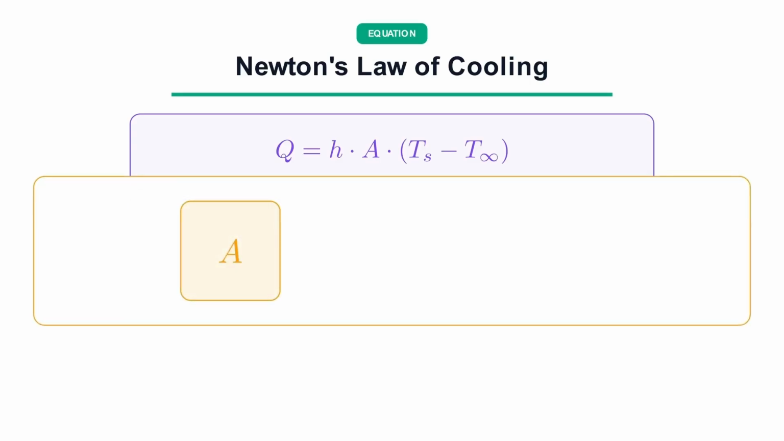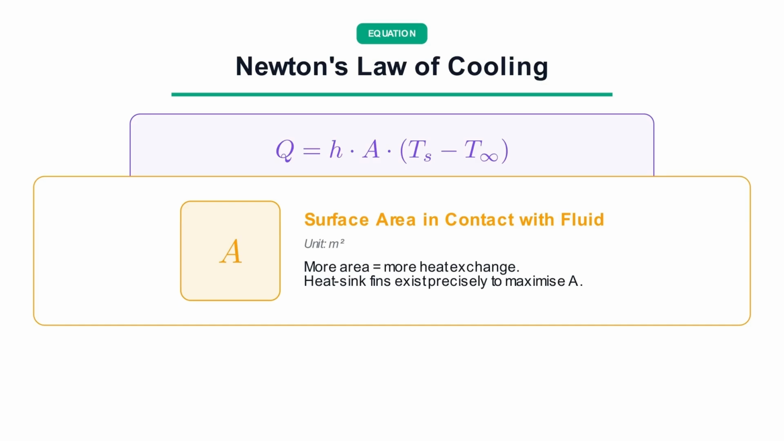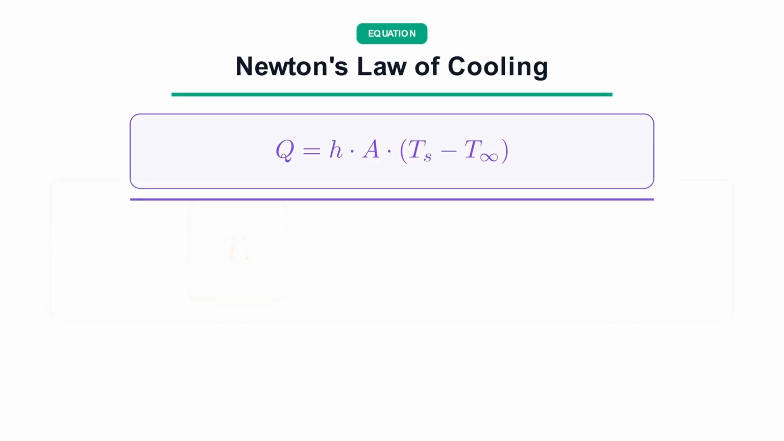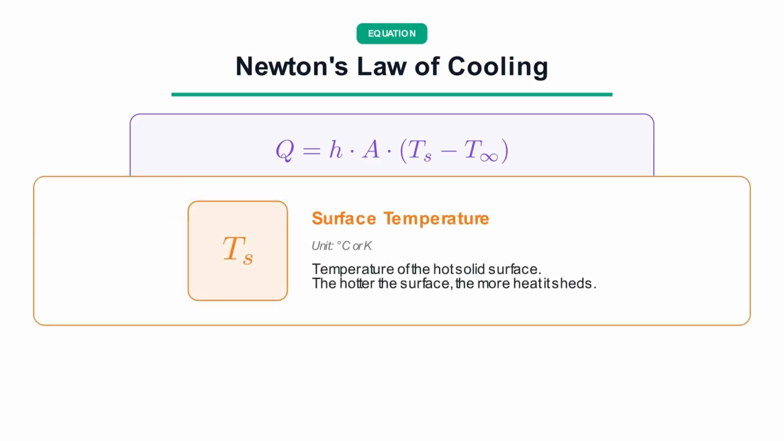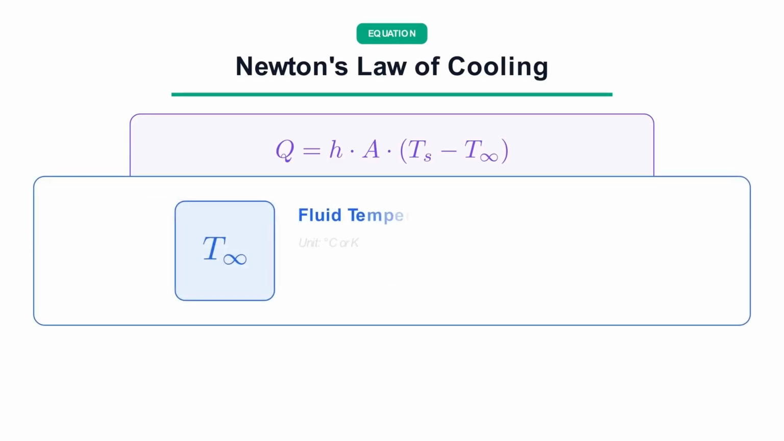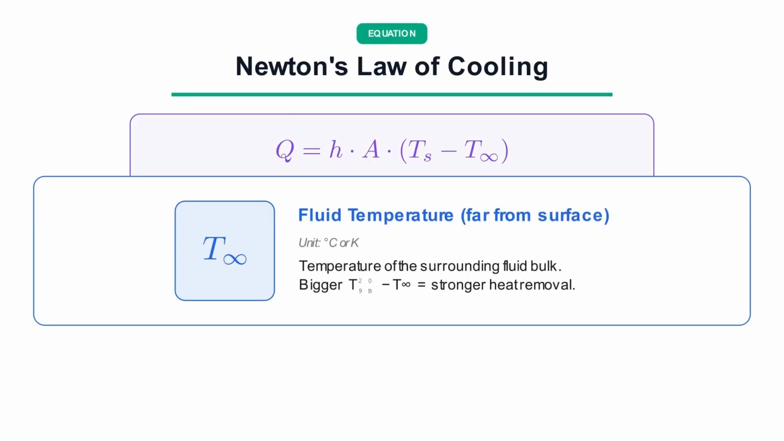A is the surface area in contact with the fluid. A larger surface area means more heat exchange. That's why heat sinks on computer chips have fins. They dramatically increase the surface area exposed to air. T_s is the surface temperature of the solid object. The hotter the surface, the more heat it wants to shed. T_infinity is the temperature of the surrounding fluid, far from the surface.